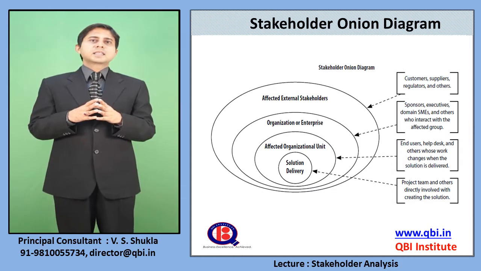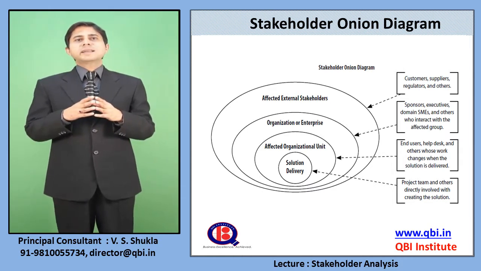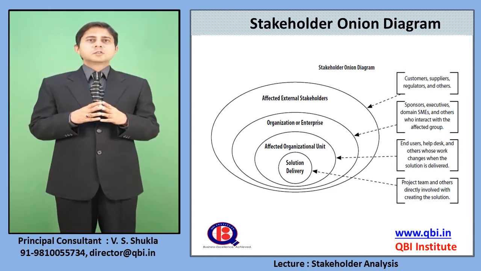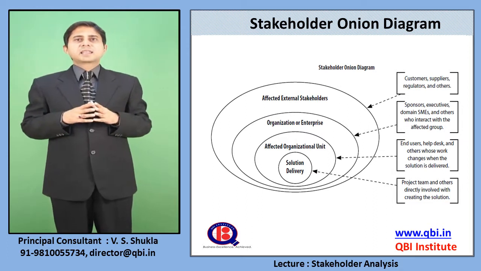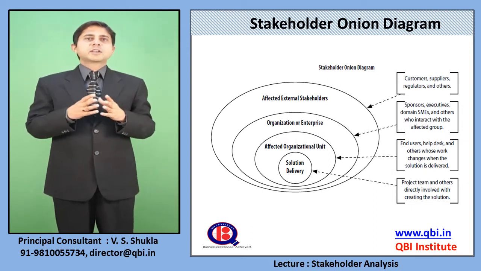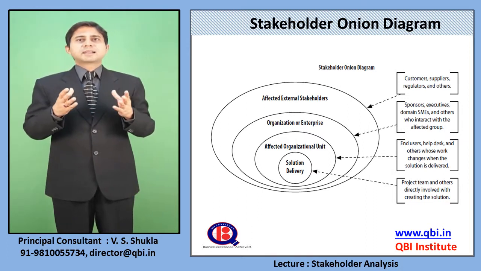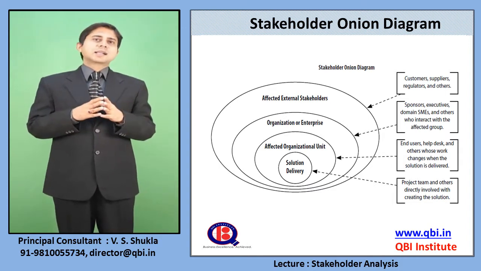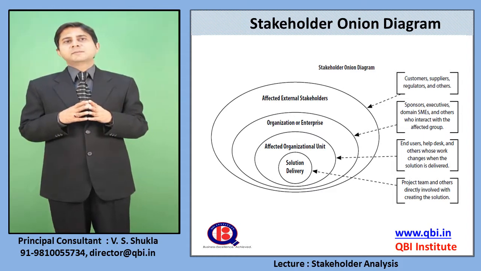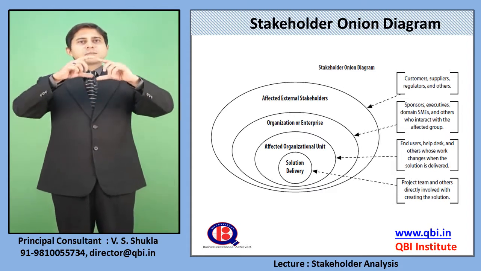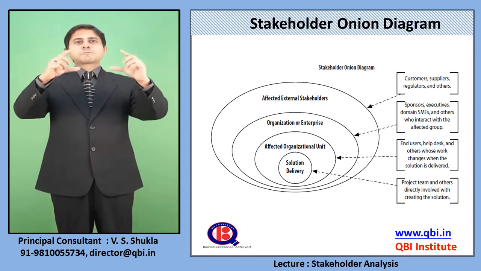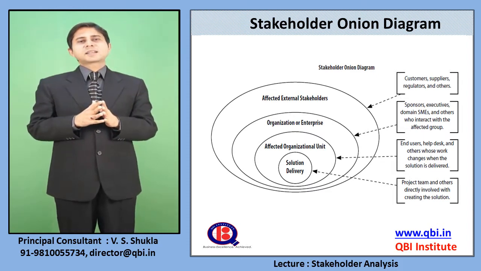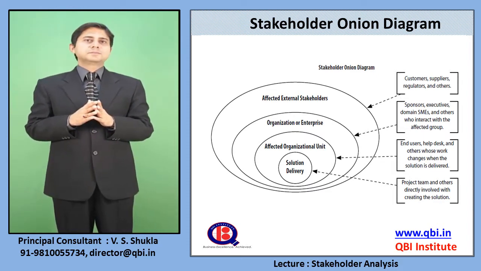Then it is the organization or enterprise. So those who are at the organization level, for example sponsors, executives, domain level subject matter experts and other affected groups are the stakeholders at the organization or enterprise level. Then finally the outermost layer, or outermost peel, of this onion is the affected external stakeholders.